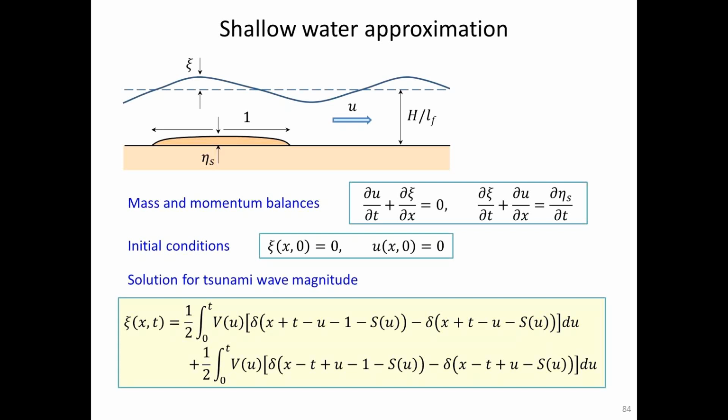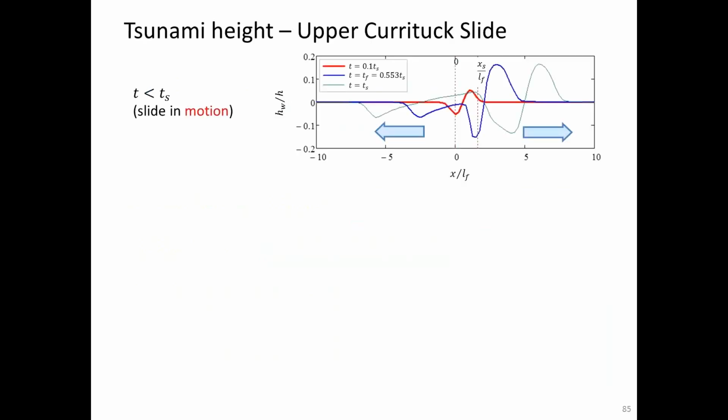And the equation for the tsunami wave amplitude can be obtained from this momentum balance equation. And then this is the result for the upper Kurituk slide. The first image shown here is when the slide is still in motion, which means the slide didn't actually reach the stopping distance or the run out distance. It's still sliding down.